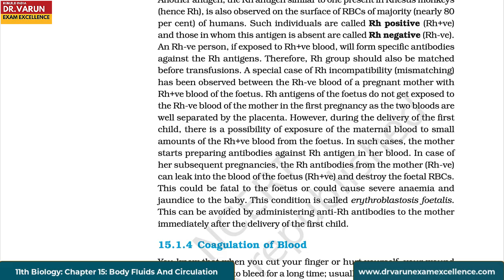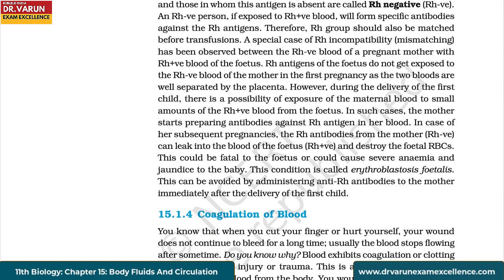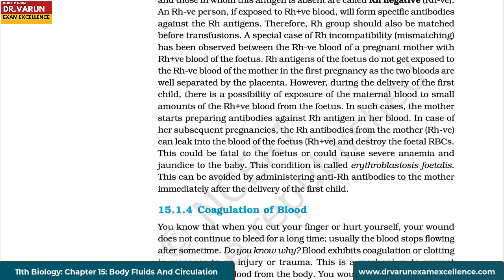A special case of RH incompatibility or mismatching has been observed between the RH negative blood of a pregnant mother with RH positive blood of the fetus. RH antigens of the fetus do not get exposed to the RH negative blood of the mother in the first pregnancy, as the two bloods are well separated by the placenta. However, during the delivery of the first child, there is a possibility of exposure of the maternal blood to small amounts of the RH positive blood from the fetus. In such cases, the mother starts preparing antibodies against RH antigen in her blood.